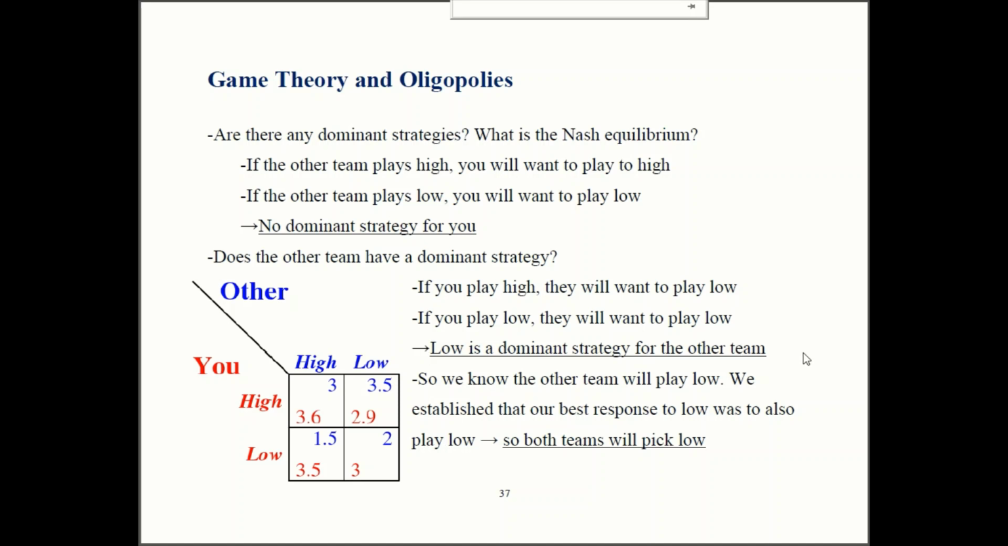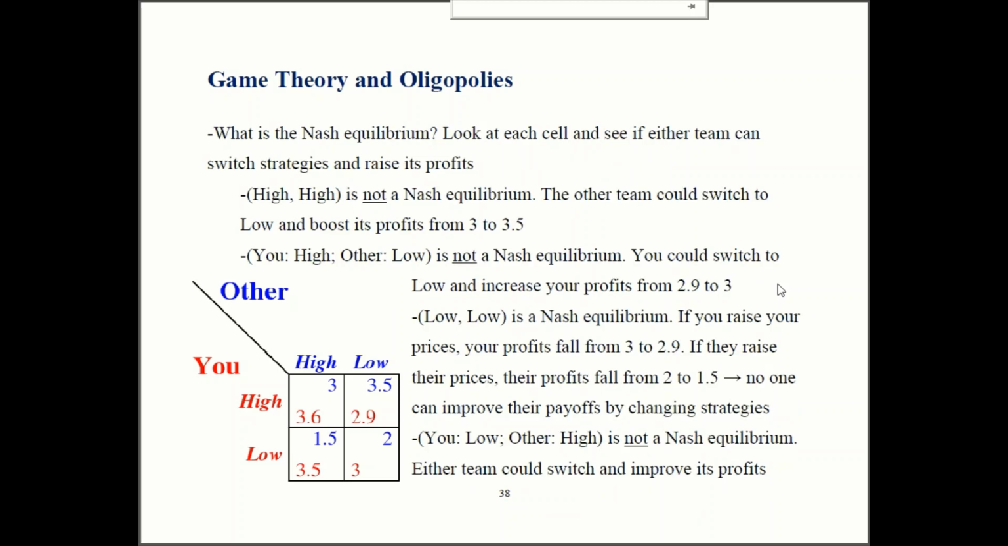Like I said before, this game is asymmetric. You don't have a dominant strategy, but they can still have a dominant strategy. So now you know the other team's definitely going to play low. We showed earlier that if they're playing low, you will also play low, so we're going to end up over here. Both teams are going to pick the low price. So like I said, with Nash equilibrium, if both sides pursue their dominant strategies, that can be a Nash equilibrium, so low is going to be it.